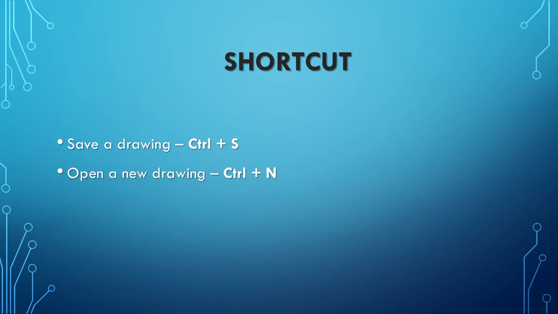If you want to open a new drawing, you need to press control plus alphabet key N together. At the same time, you need to press both keys, control key and N key. And if you want to open an existing drawing, you need to press control key plus alphabet key O together. Okay, control plus O. So three shortcuts are given. To save a drawing, control plus S. To open a new drawing, control plus N. To open an existing drawing, control plus O.